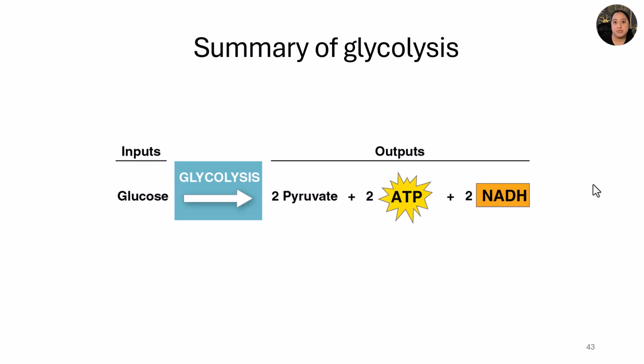So this is the big picture summary of glycolysis. You take a glucose, and it gets altered in a series of steps into 2 molecules of pyruvate. You have a net of 2 ATP, and then 2 NADH.